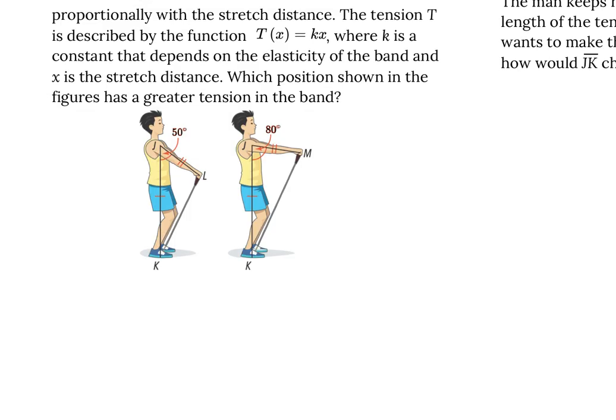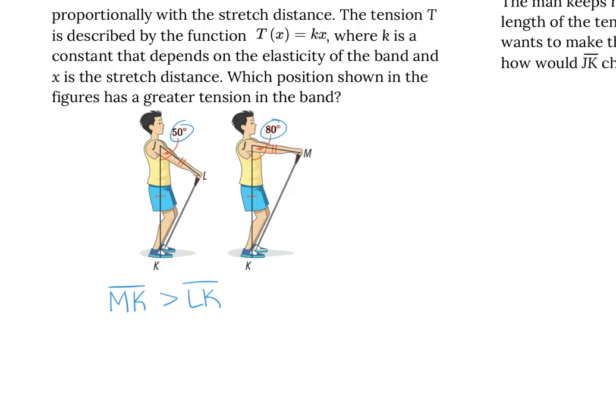Okay, so we know that the angles opposite our sides are 80 and 50. The 80 is larger, so that means that our side MK would be larger than LK because 80 is larger than 50.